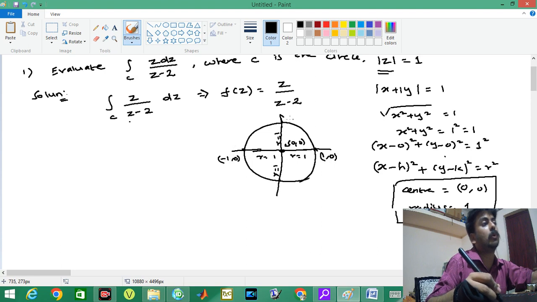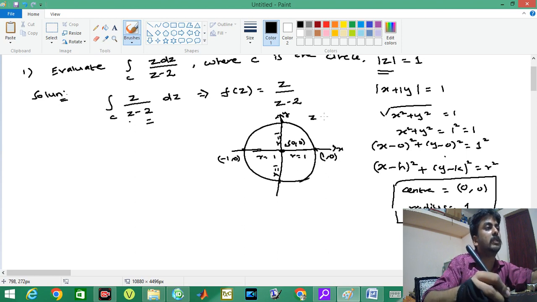Here on the y-axis also we can write the points like this. So x comma y is 0 comma 0, and the radius is 1. Now we have to check this z equal to 2. This is the z plane, this is x and this is y, so this is the z plane.